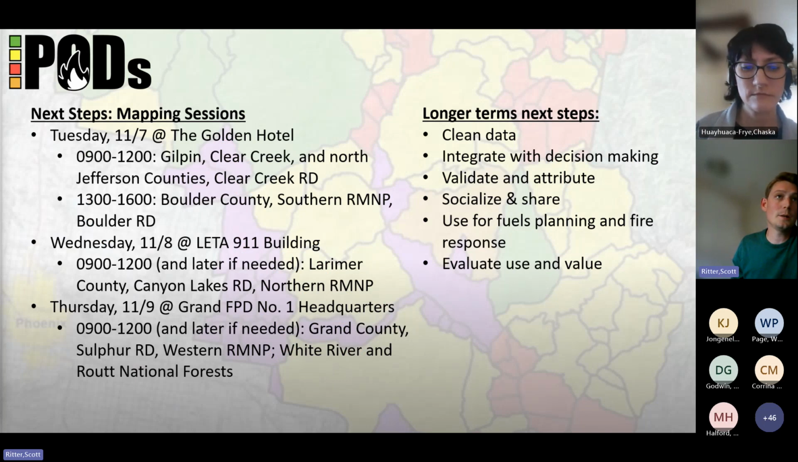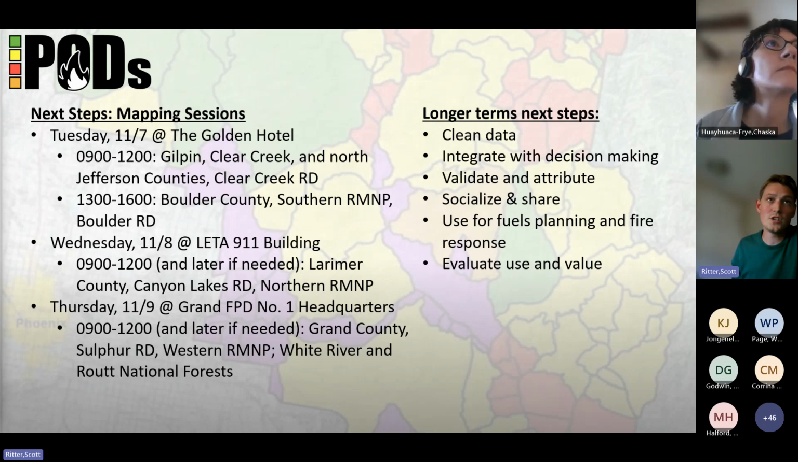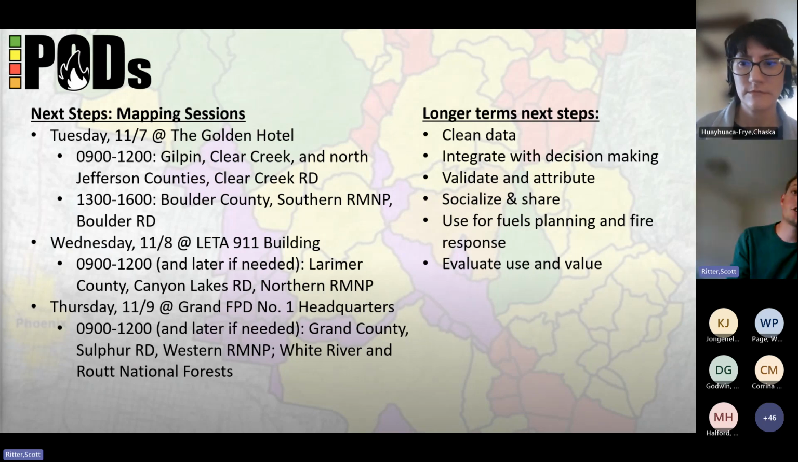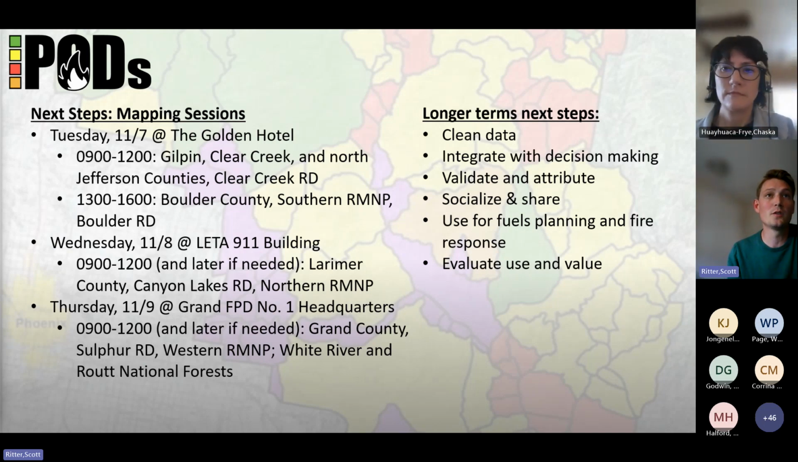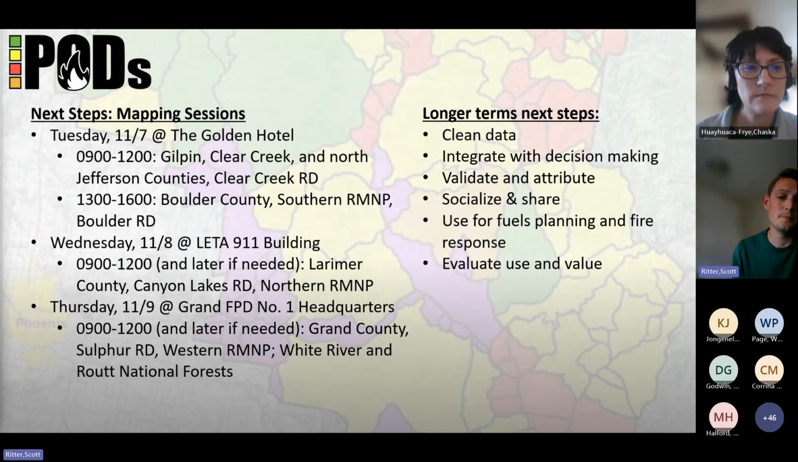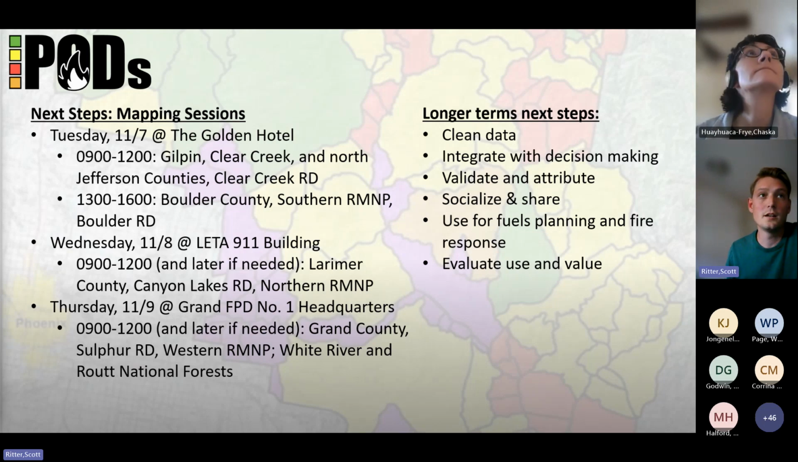So I've got our schedule up here. Tomorrow we're going to be down in Golden, doing the mapping on the south side. In the morning we'll be focused on Gilpin, Clear Creek, and the northern portion of Jefferson County, which covers the Clear Creek Ranger District, and also bringing things further east, off forest, as we mentioned. Then the afternoon will be more focused on Boulder County, some of southern Rocky Mountain National Park, and once again bringing that east all the way.